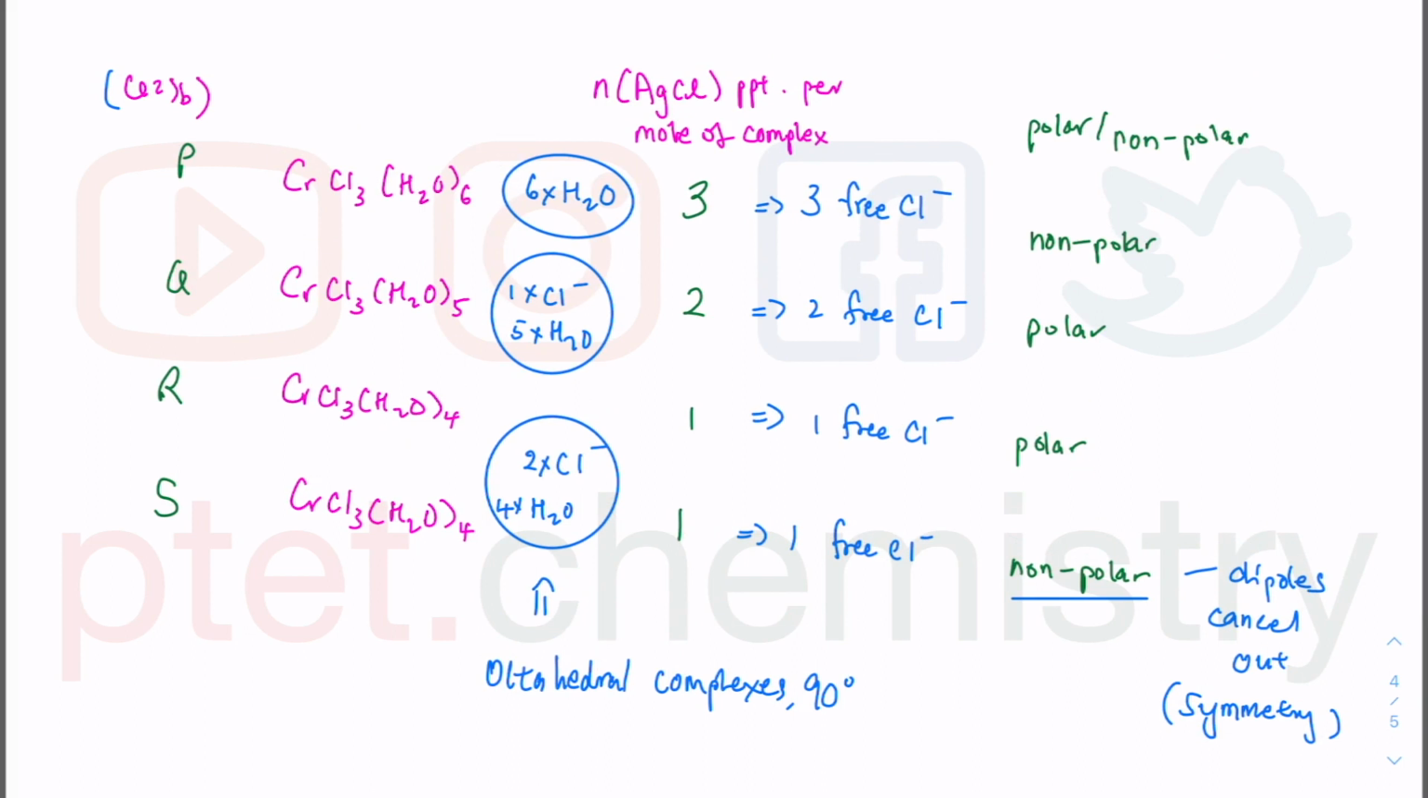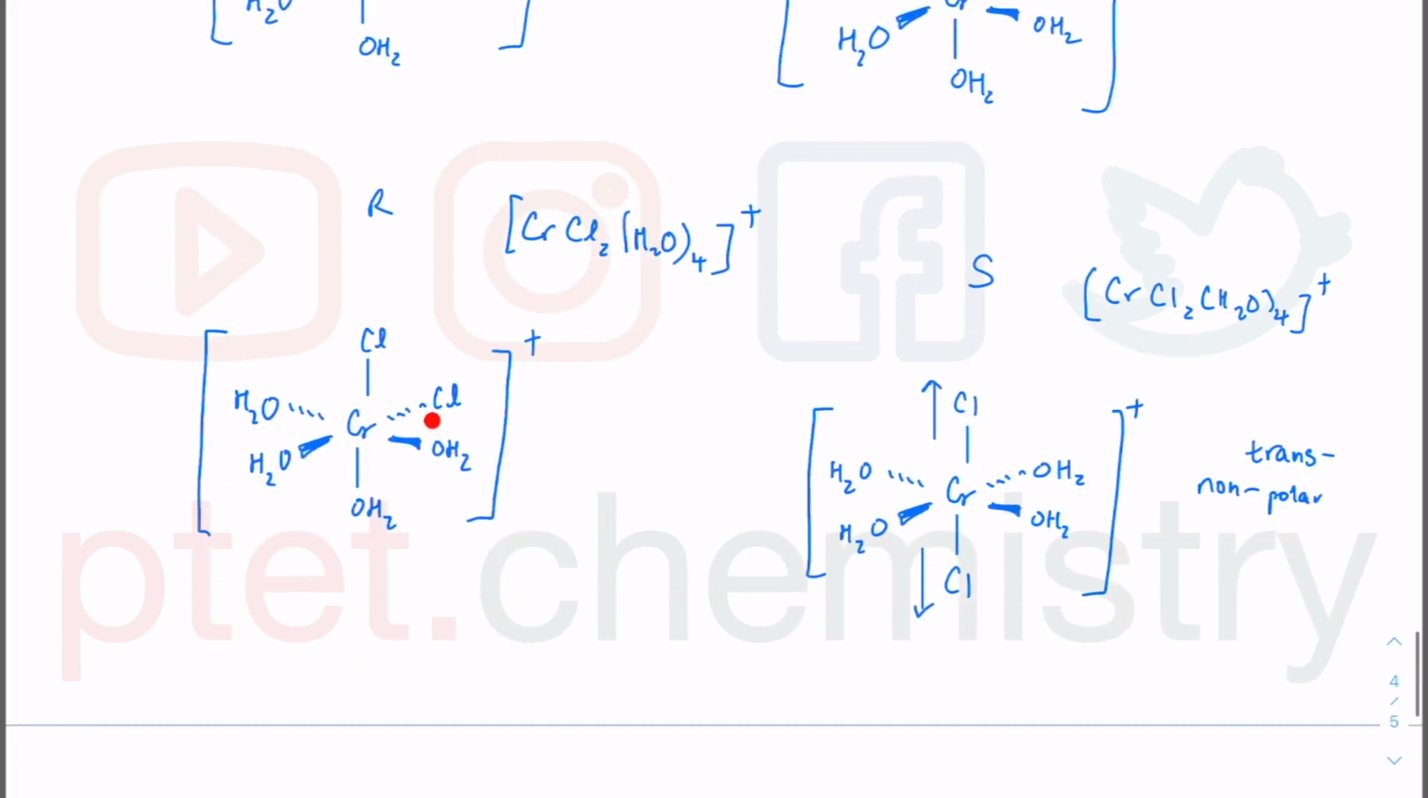But this R is polar because the dipoles do not cancel each other out. So this is a polar complex. Whereas the one on the right hand side, complex S, the dipoles do get cancelled out. So that is the non-polar complex. This is cis, the other one is trans. So the trans one is the non-polar complex. So I hope that is quite clear there.